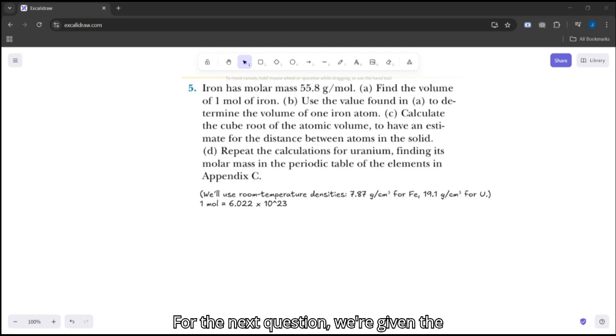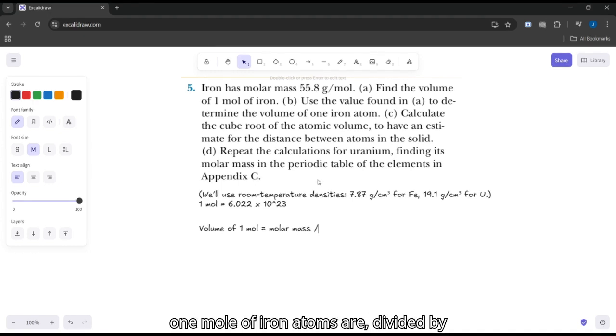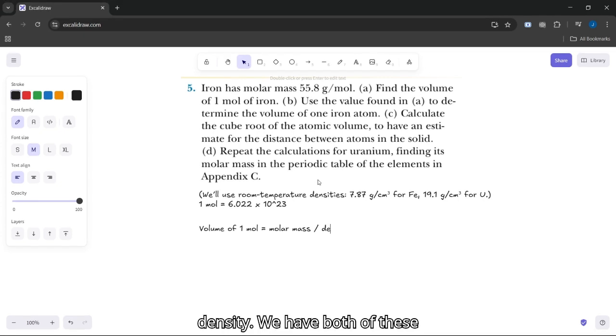For the next question, we're given the molar mass of iron to be 55.8 grams per mole, and we need to find the volume of 1 mole of iron, which is called the molar volume. 1 mole is simply a huge number, which is 6.022 times 10 to the 23rd. Molar volume, which is how much space 1 mole of iron atoms take up, is the molar mass, which is how heavy 1 mole of iron atoms are, divided by density. We have both of these values, so we can just plug it in, and we get roughly 7.09 cubic centimeters.